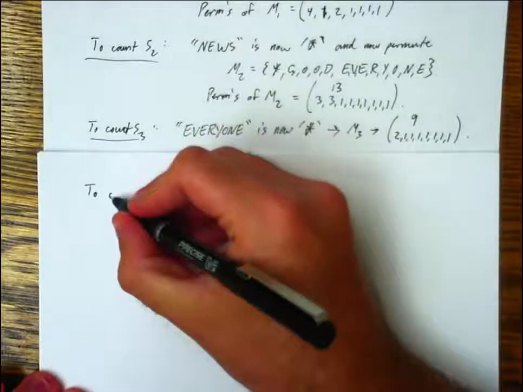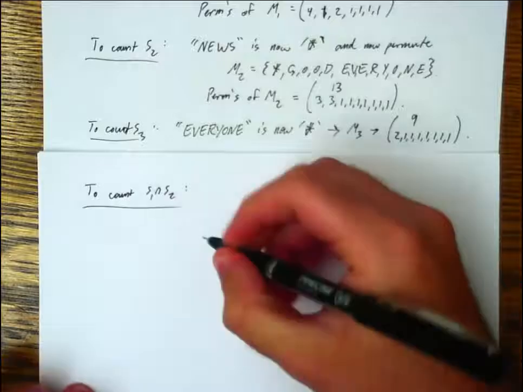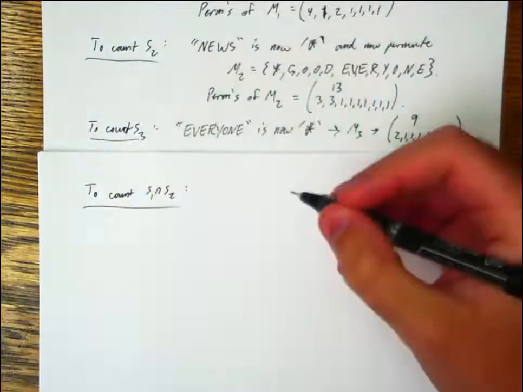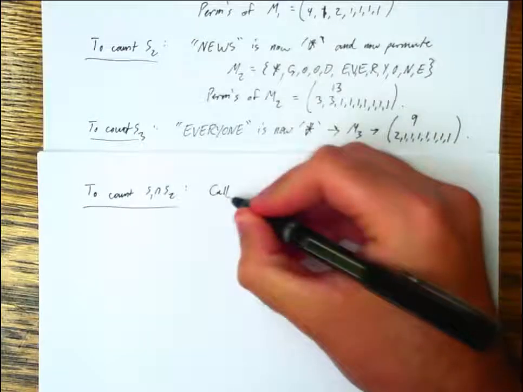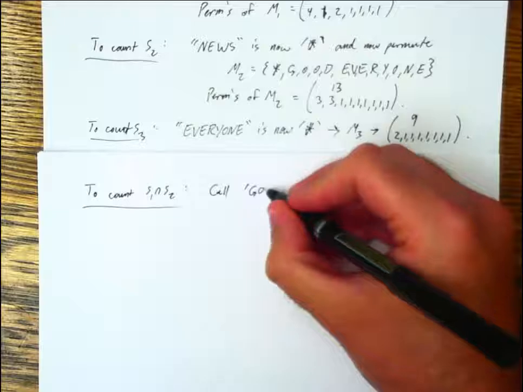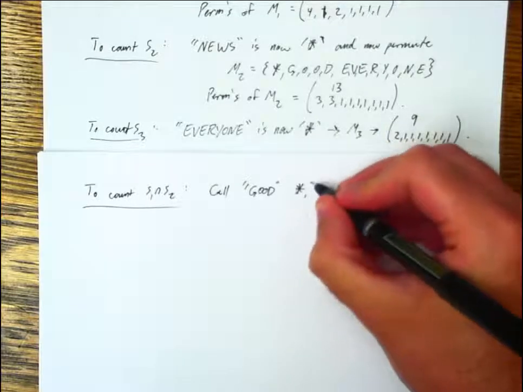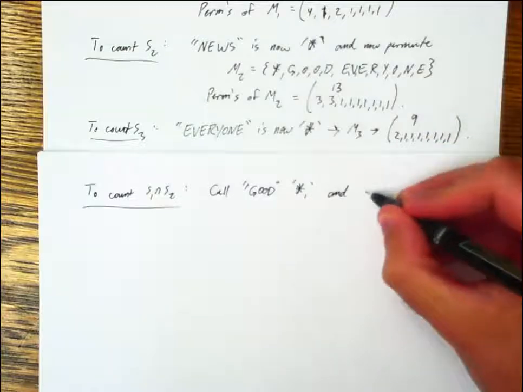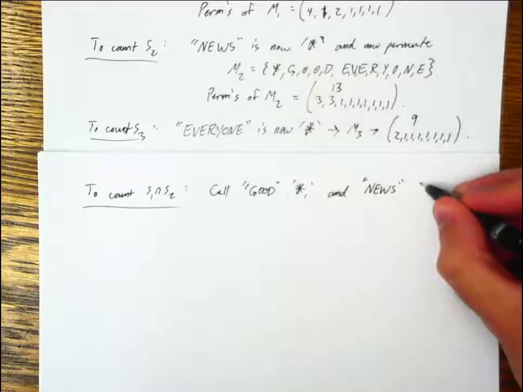You're right. Okay. So count S1 intersect S2. We're gonna do this by now gluing together not 1 but 2 collections of letters. And I need to distinguish the gluings. So call good star 1. And news, you're going to call that one star 2.